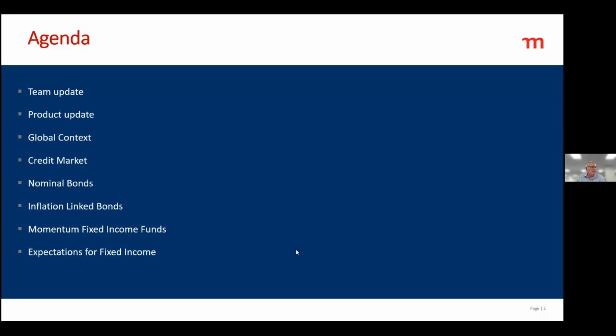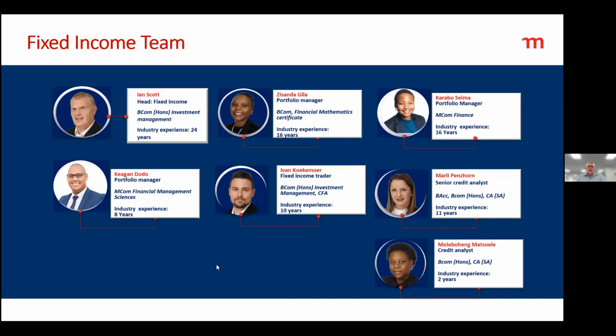But let's kick off. So just from the team, it's not just me managing the assets. There's 7 of us. So myself, Keegan, on the long end of the yield curve, so more into bonds and inflation bonds. Zizanda is more on the money market and enhanced yield side. And then Karabo is our credit portfolio manager of our exciting new product in the private debt space. And then 2 credit analysts, Marley and Moleboeng. Okay, and what do we do?